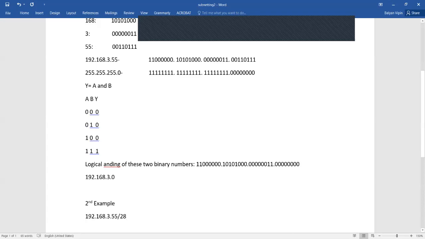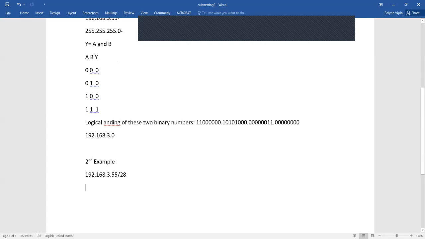If you don't understand what that class C address means, please look into the first video with respect to subnetting. Now, I'm just copying this from here. So if I just copy this part, we have this number again in binary. It's 55.